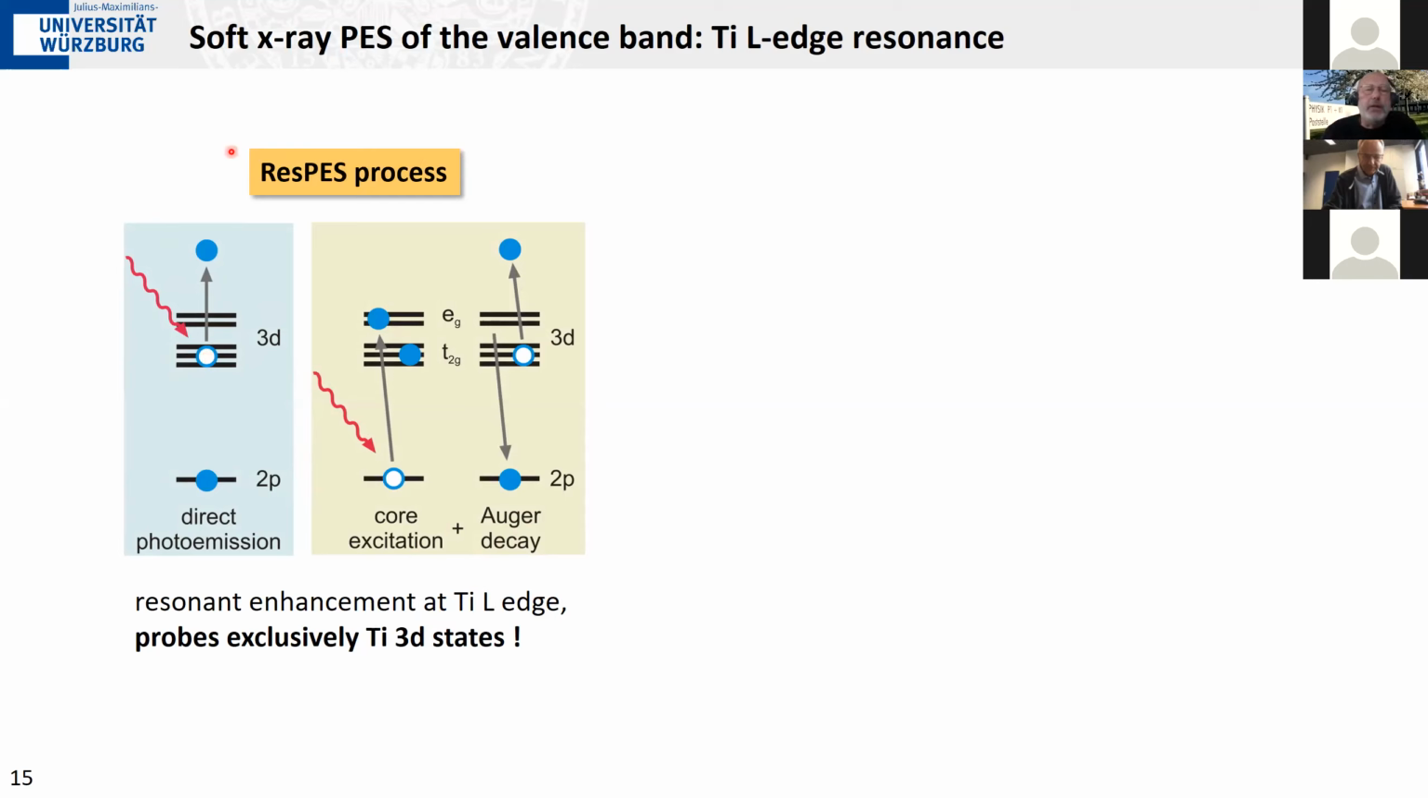If the photon energy, however, is high enough that we can also excite this 2p core electron into an empty 3d state, for example into the eg manifold or into the empty t2g states, then we reach such an intermediate state, an absorption final state. But this is clearly an excited state for the system, and this will decay via an Auger process, by one of these electrons in the 3d shell falling back into our core hole, filling it up.